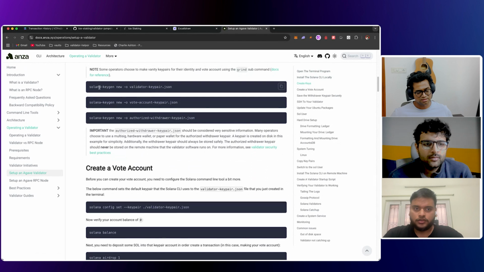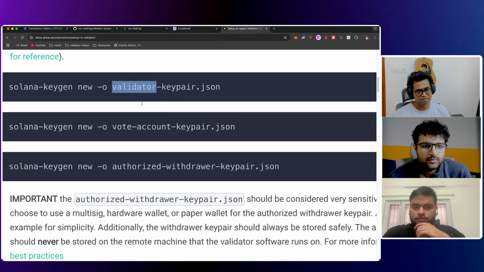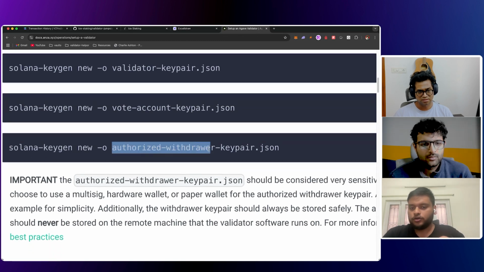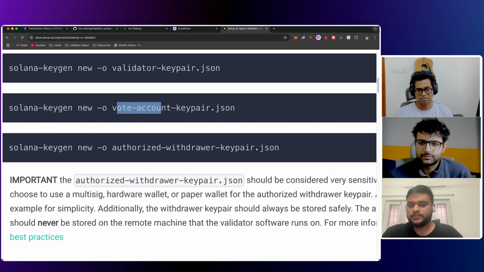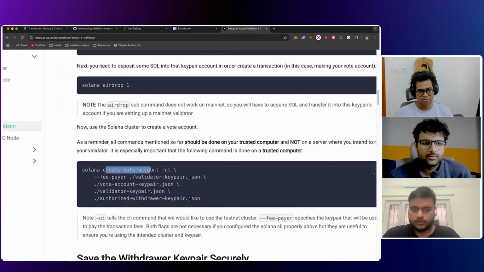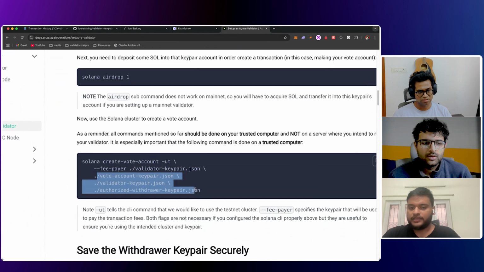Basically, you need three key pairs. First is your validator key pair or identity key pair. The other is the vote account. This will be a key pair, and this will later convert to a proper PDA. And third is the authorized withdrawer. This can be your Ledger, Squads, a multisig, or anything. This is to remove funds or do any kind of changes to this account. There's a simple command for this: create vote account, and you just pass in all three one after the other, and that's what you have to do. Got it.